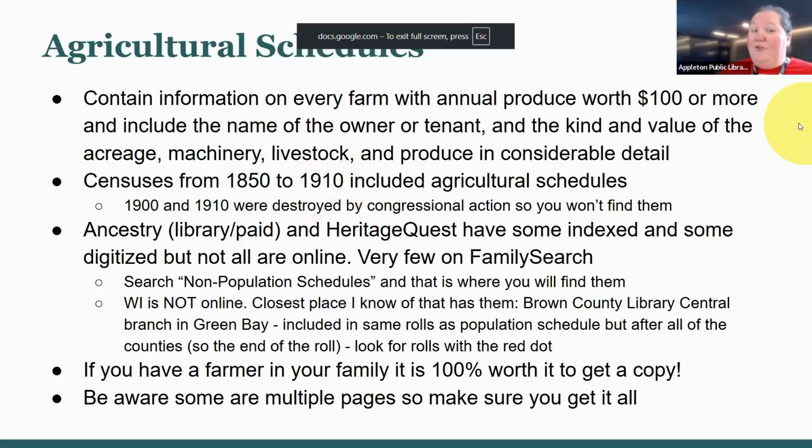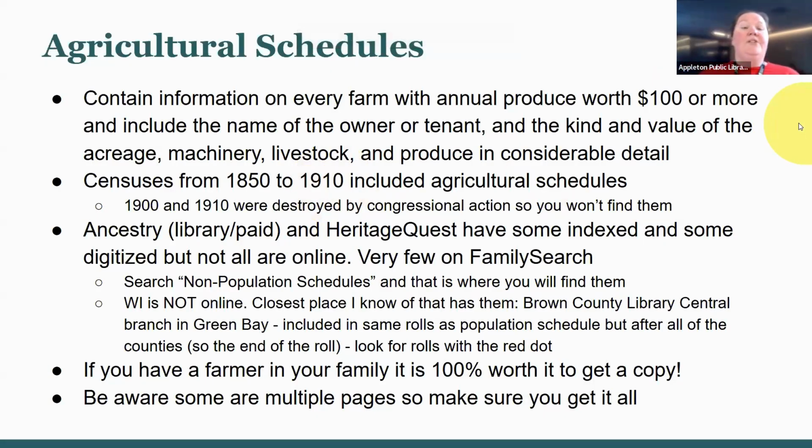Next up, we've got an agricultural census or a schedule. So this contains information on every farm that had an annual produce worth $100 or more, and it includes the name of the owner or the person who's renting or who's the tenant, the kind and the value of the acreage, the machinery, the livestock, and the produce in very detailed information. So if they were a farmer, between 1850 and 1910, they had agricultural schedules.